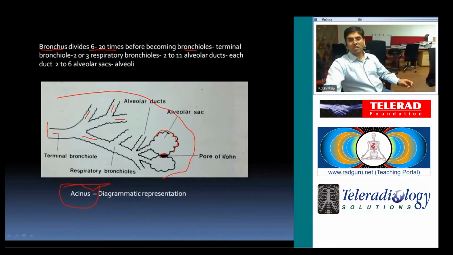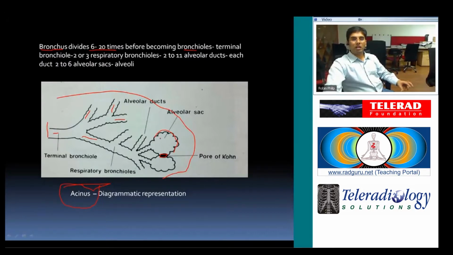And there is a cross communication between these alveolar sacs. That's why you see this in a consolidated or atelectatic lung. You can see air in totally collapsed parts of the lung. That's because of the drift between the alveoli, air drift between the alveoli. So that's a brief anatomy about the acinus.